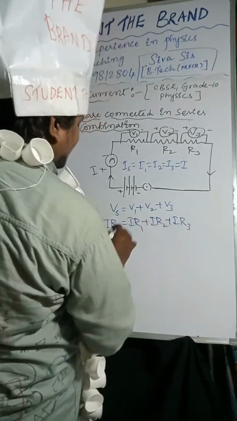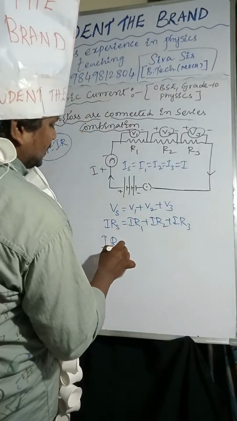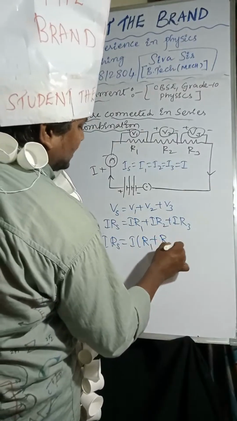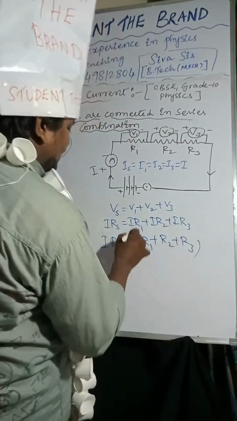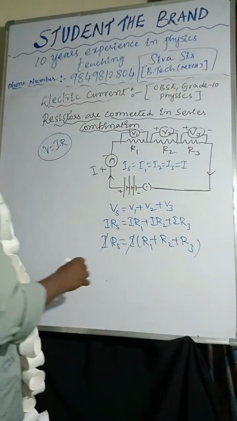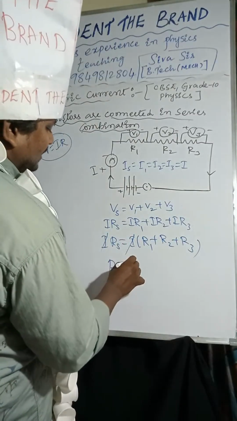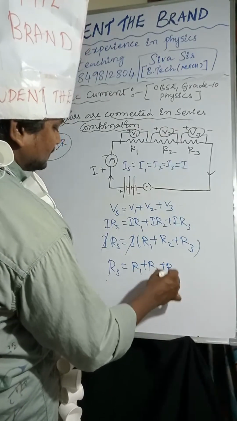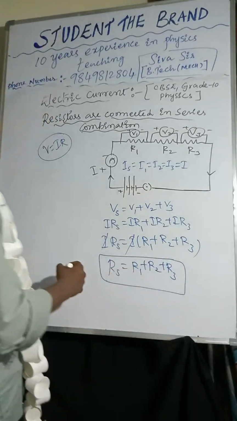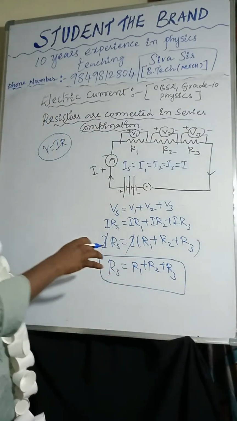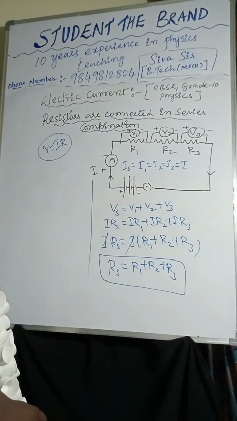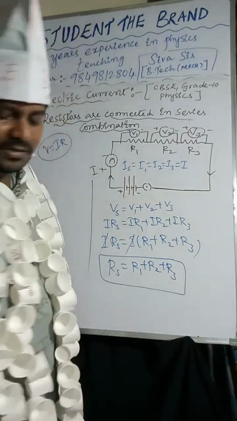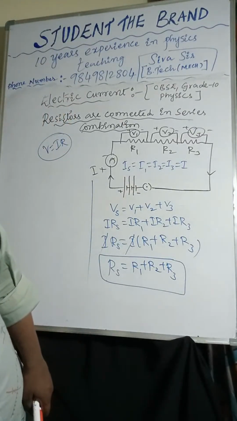Here we can take I common. Now taking I common, and I gets cancelled, so RS equal to R1 plus R2 plus R3. So this is the formula when resistors are connected in series combination.